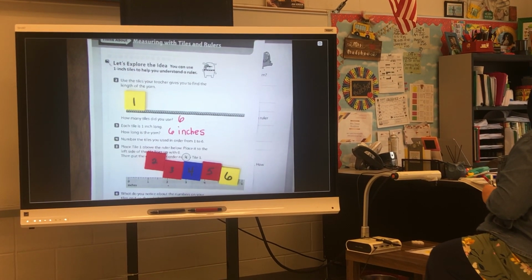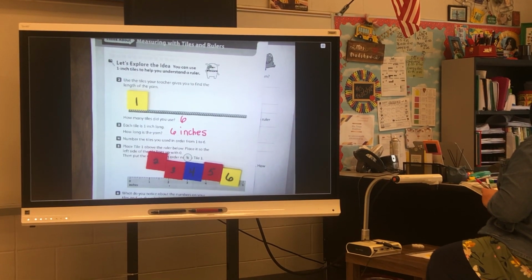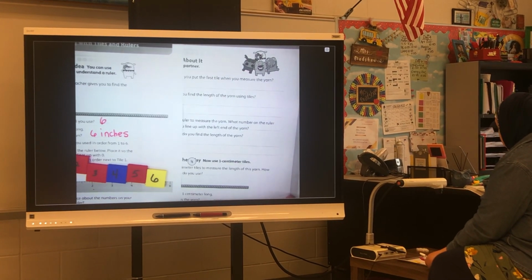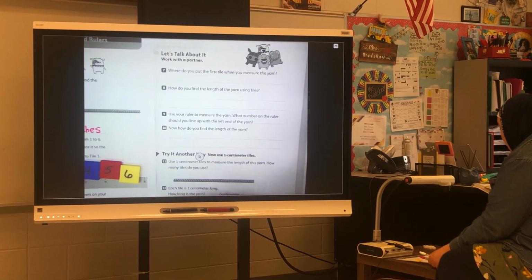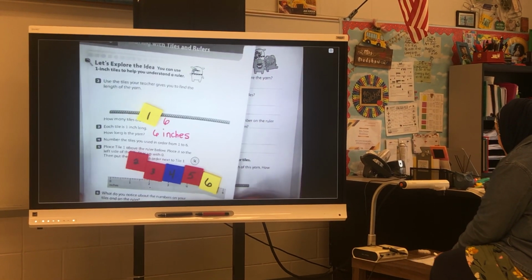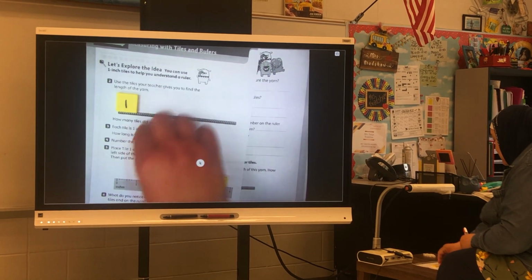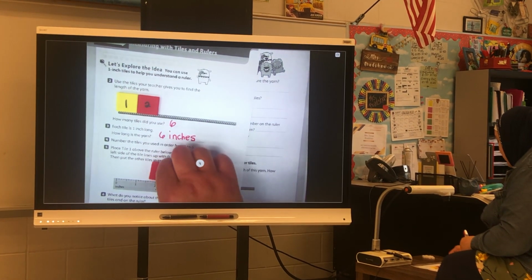How do you find the length of the yarn using tiles? What did we do? How did we do that?